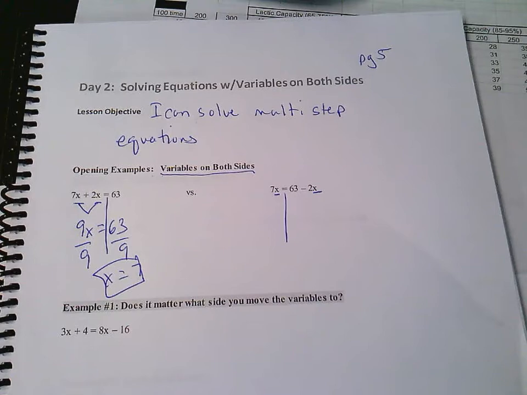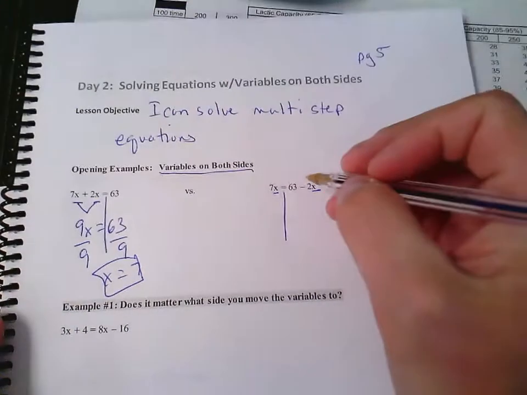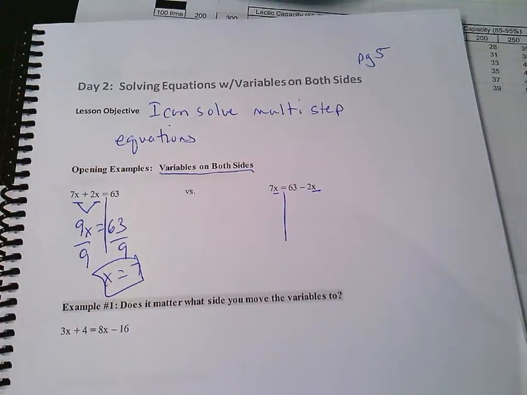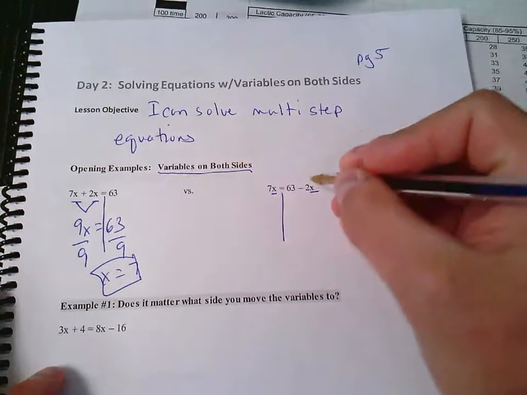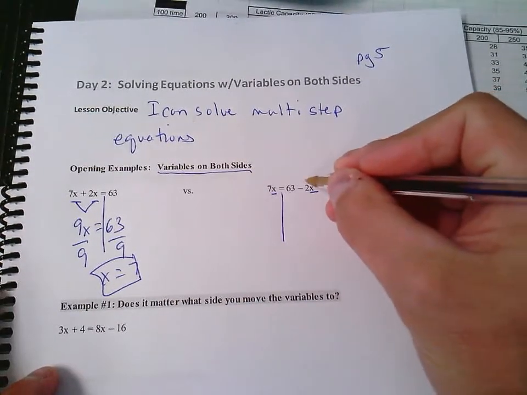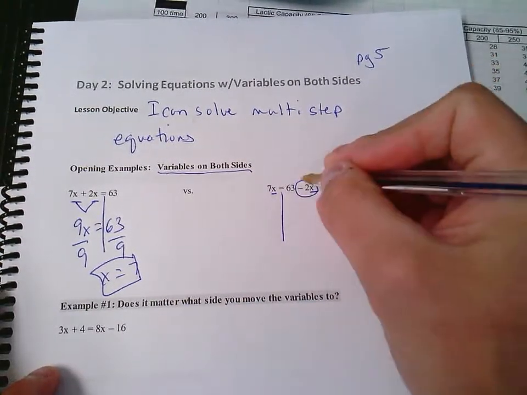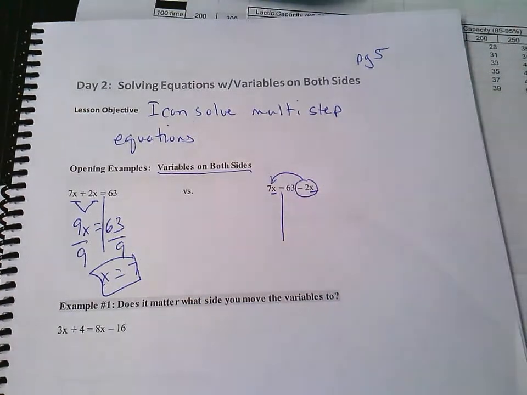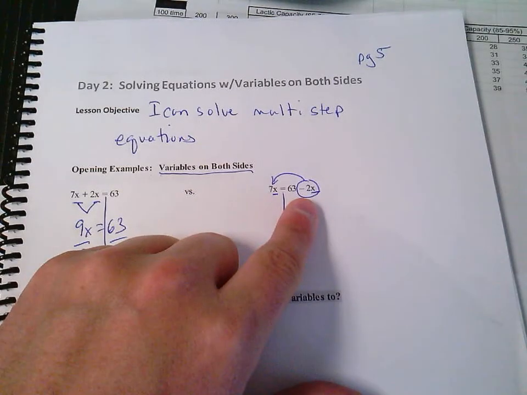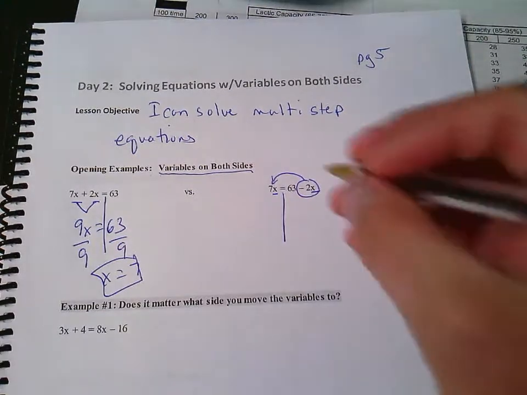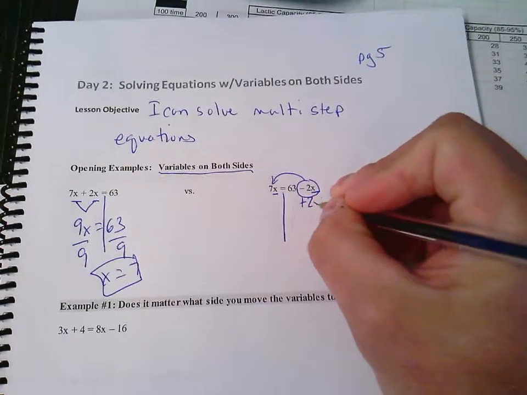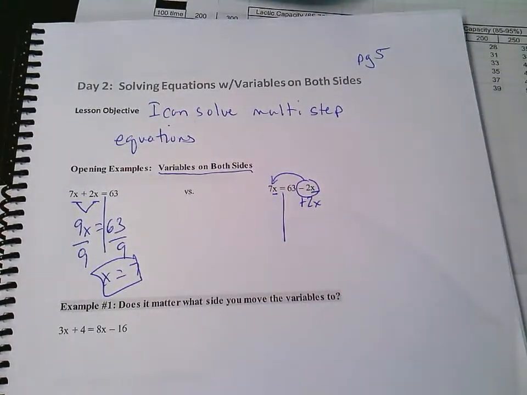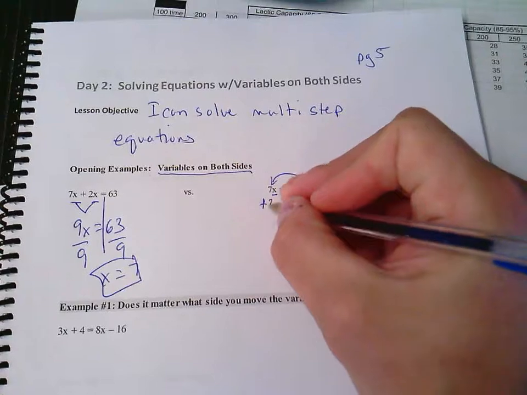All right, versus what happens when they're on both sides? Well, essentially what has to happen is you have to get them on the same side. So typically what would happen is we're going to take this -2x and we would say move it to the other side. Well, the problem is you can't just move it. You have to take it off of this side. So we're going to take this -2x off. In order to take off a -2x, we have to do the opposite, which is add 2x. Okay, and whatever we do to one side, we have to do to the other.